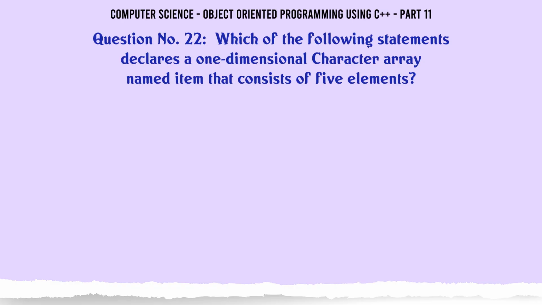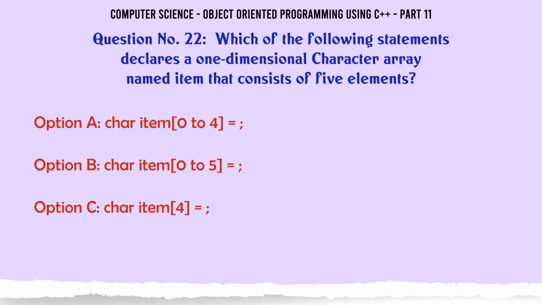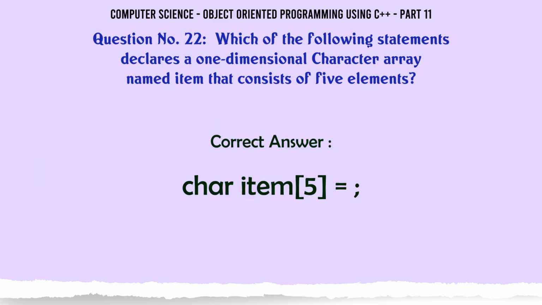Which of the following statements declares a one-dimensional character array named item that consists of 5 elements? A. char item[0 to 4]. B. char item[0 to 5]. C. char item[4]. D. char item[5]. The correct answer is char item[5].